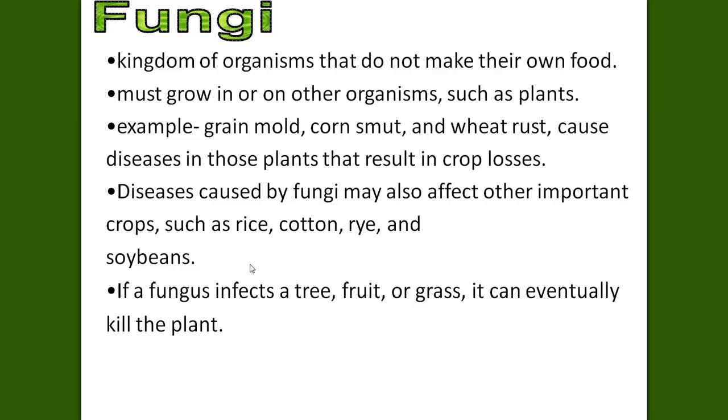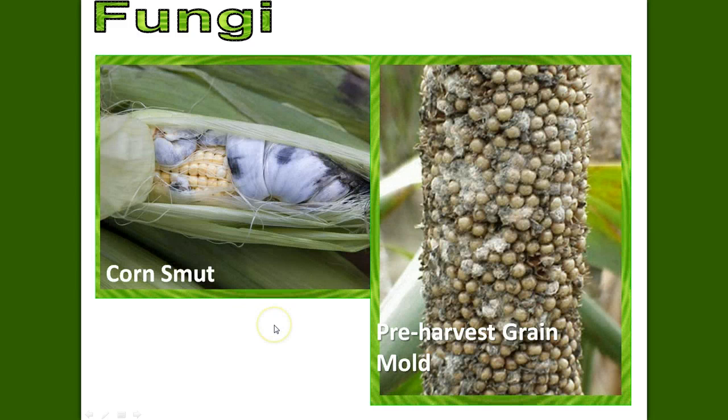If a fungus infects a tree, a fruit, or a grass, it can eventually kill that tree, fruit, or grass. This is what corn smut and grain mold looks like. Corn smut is disgusting. It is black and blue and purple, and I wouldn't want to eat that piece of corn, would you? Nasty. And then pre-harvest grain mold. Do you see all that mold on that grain? I wouldn't want to have that grain in my cereal. Nasty.